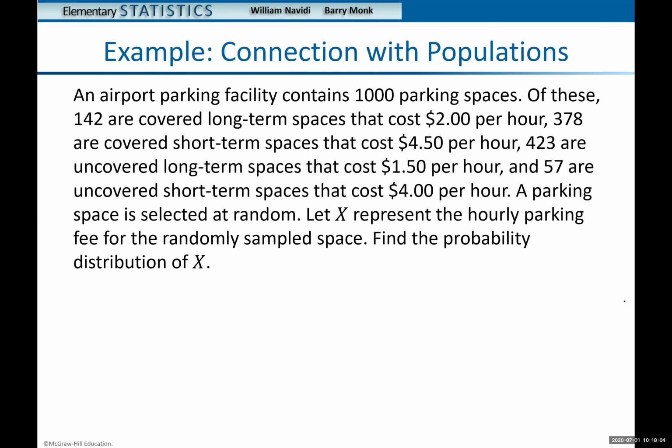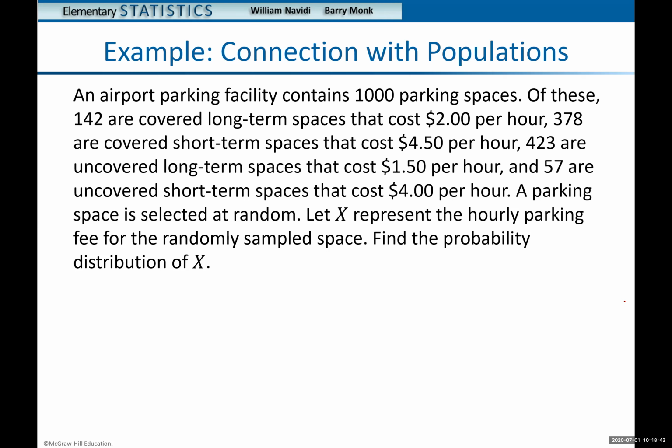An airport parking facility contains 1,000 parking spaces. Of these, 142 are covered long-term spaces that cost $2 per hour. 378 are covered short-term spaces that cost $4.50 per hour. 423 are uncovered long-term spaces that cost $1.50 per hour, and 57 are uncovered short-term spaces that cost $4 per hour. A parking space is selected at random. Let X represent the hourly parking fee for the randomly sampled space. Find the probability distribution of X.